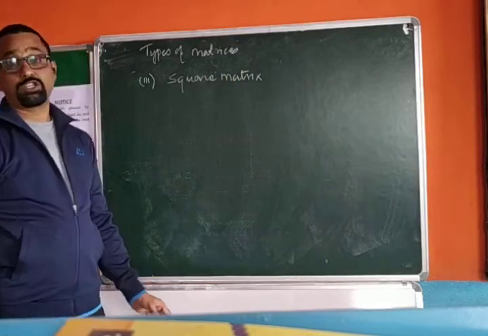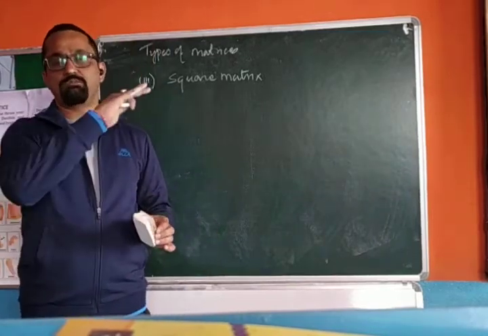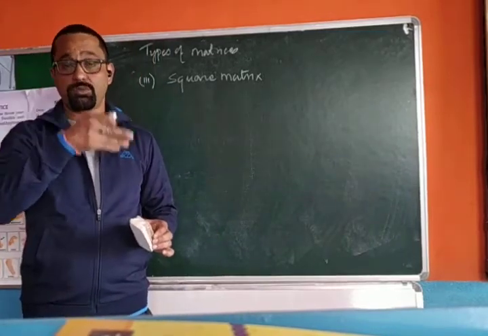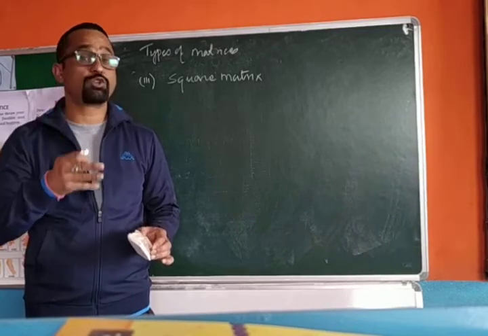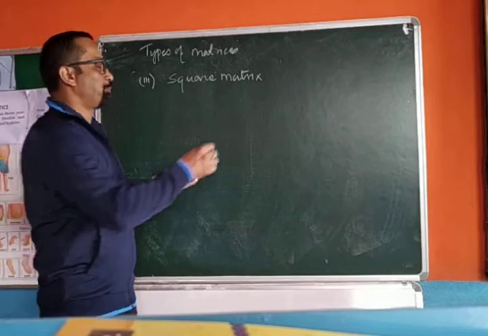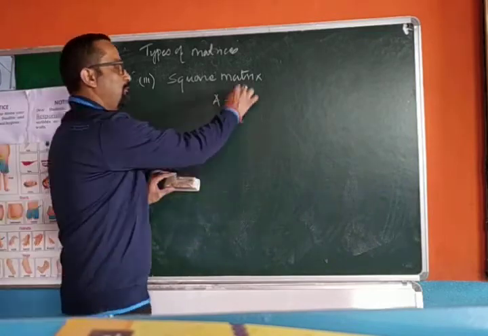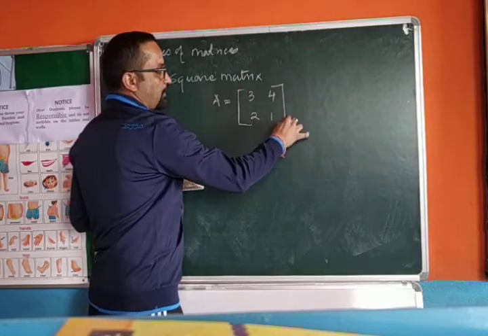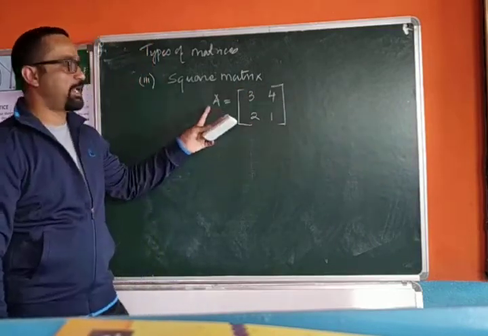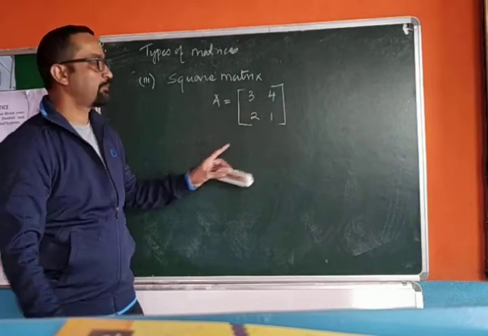Square matrix. What is a square matrix? A square matrix is a matrix whose number of rows is equal to the number of columns. You'll understand better with an example. 3, 4, 2, 1. Look at this given matrix A, whose elements are 3, 4, 2, 1.